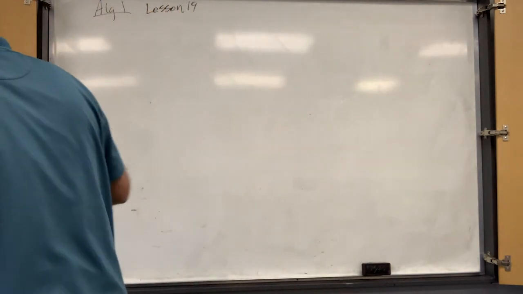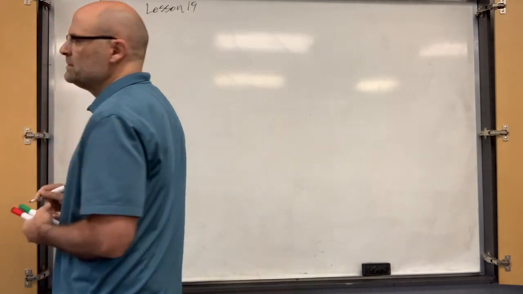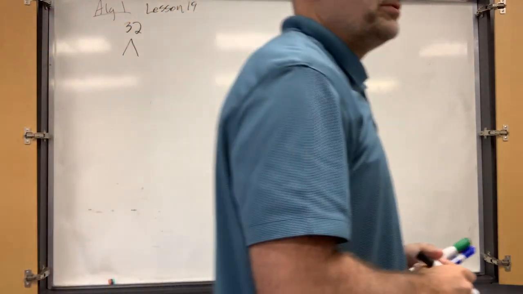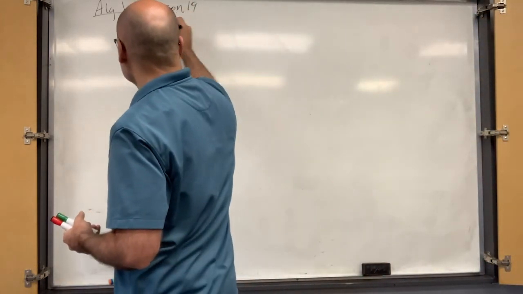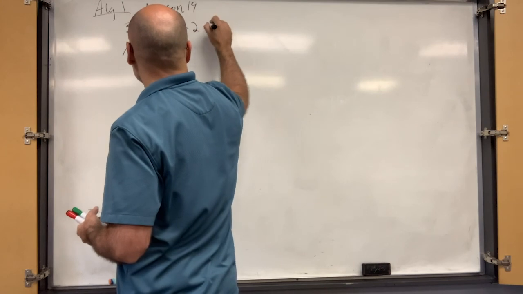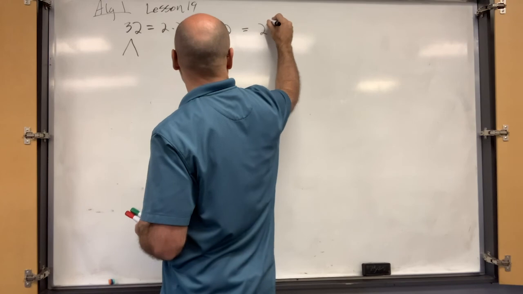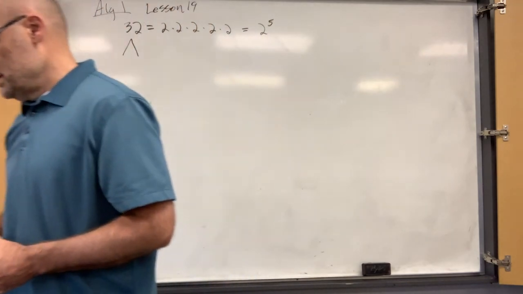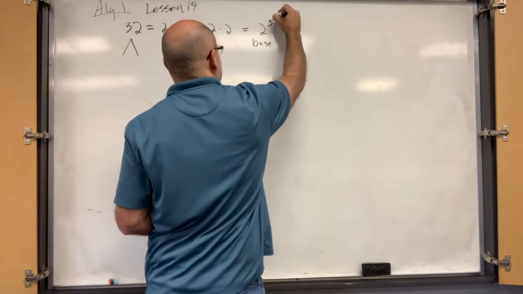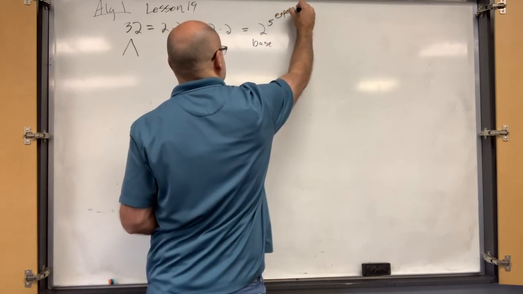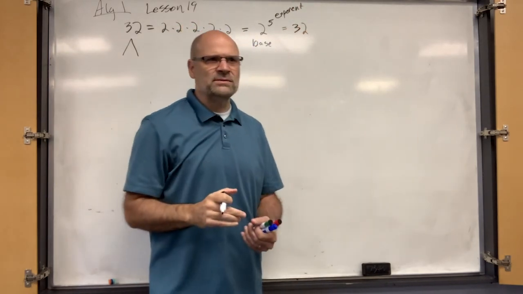So, you guys have done this where you can break down a composite number into a product of primes. Remember factor trees, good times. But this is really just 2 times 2 times 2. If you were to break it down, this is what you'd end up with. Or just 2 to the 5th, right? Where this is our base, this is our exponent, and then 32 would actually be the answer to that.